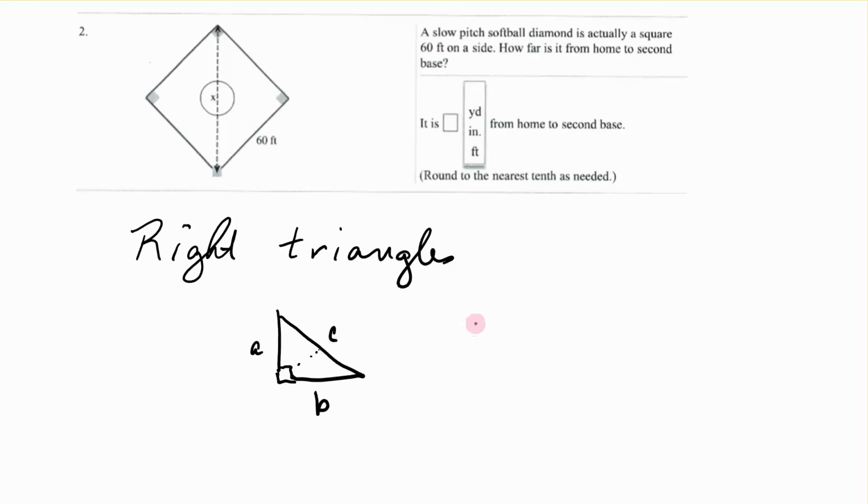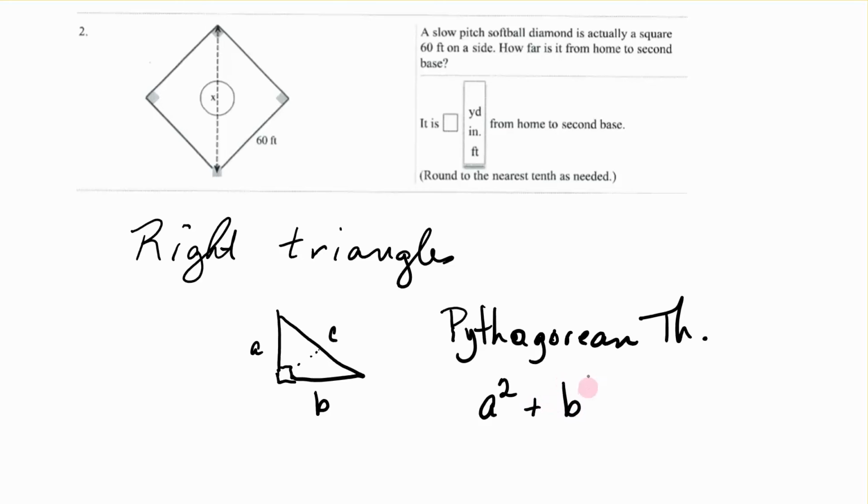And the Pythagorean theorem says that if you take leg A and square its value, and take leg B and square its value, that you will get the square of leg C. So A squared plus B squared equals C squared.